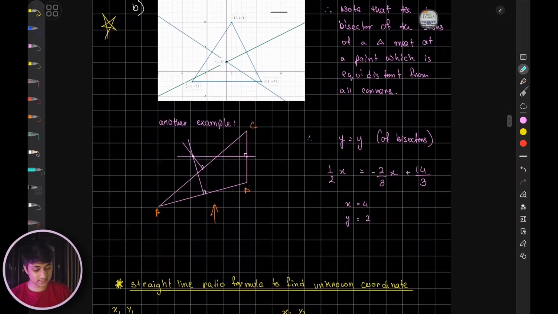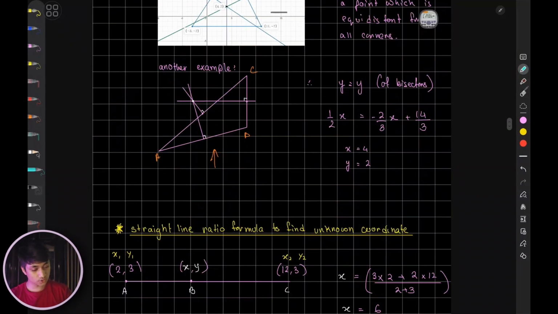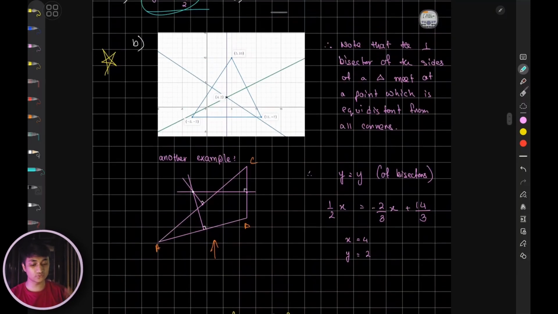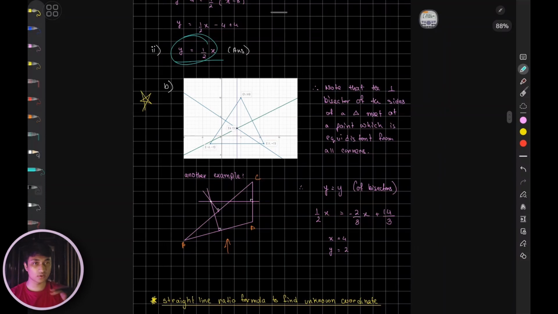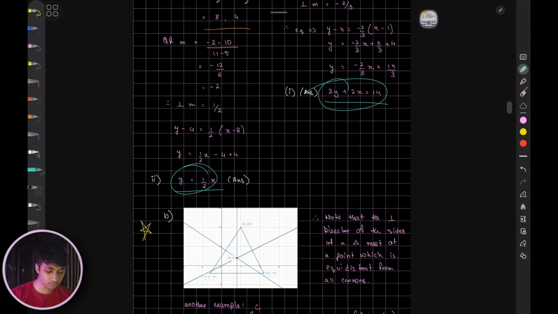So for these 2 lines, again, you're going to use y equals y, solve simultaneously, and you're going to find the coordinates, that is x equals 4 and y equals 2. So the doing part, the calculation part, is very simple. The fact that you have to figure this out is the hard part, right? That is the challenge part of this question. So anyways, you're going to solve simultaneously and find the point of intersection, which is going to be equidistant from all the vertices. Fair enough.